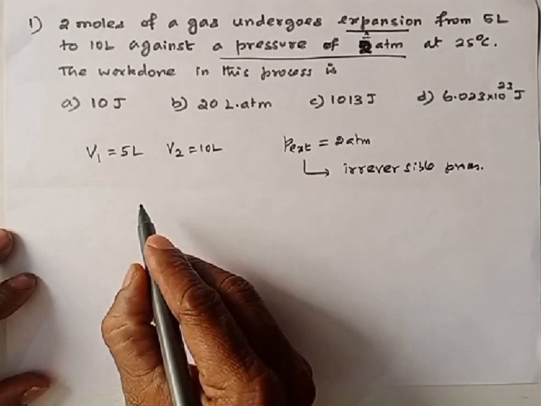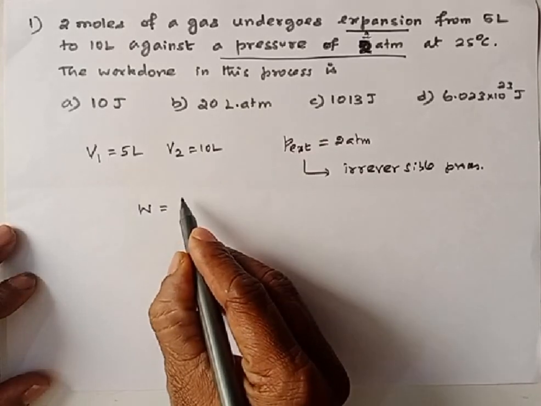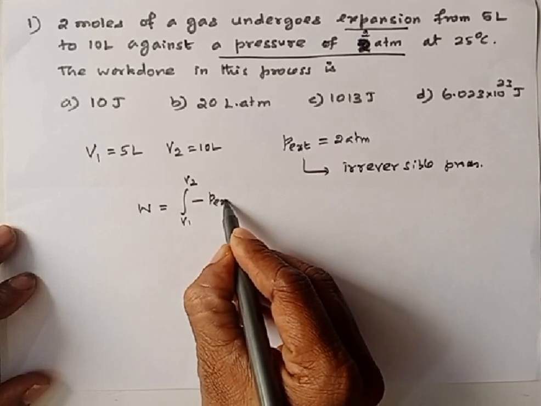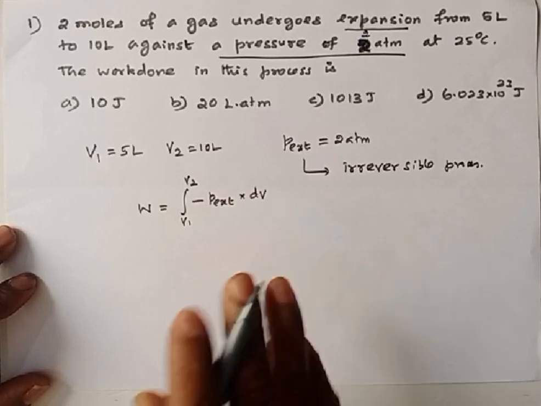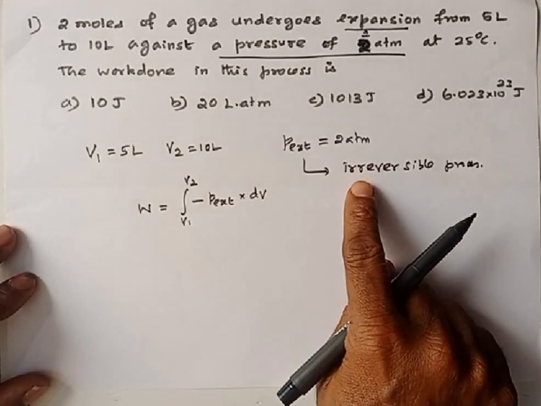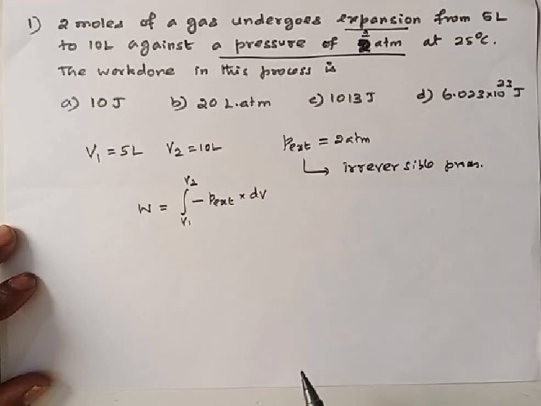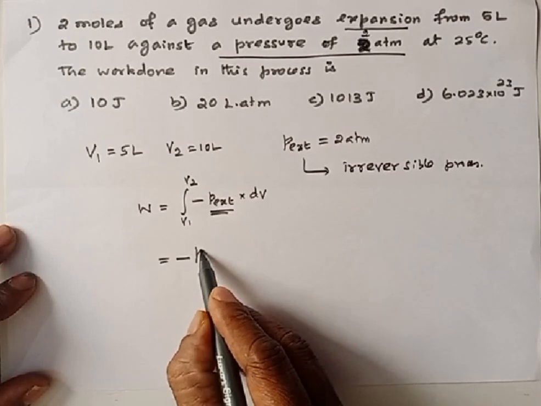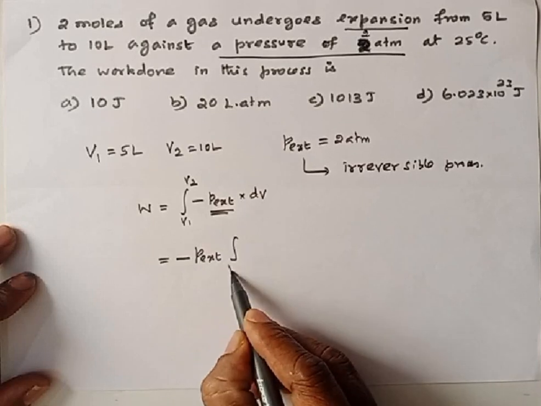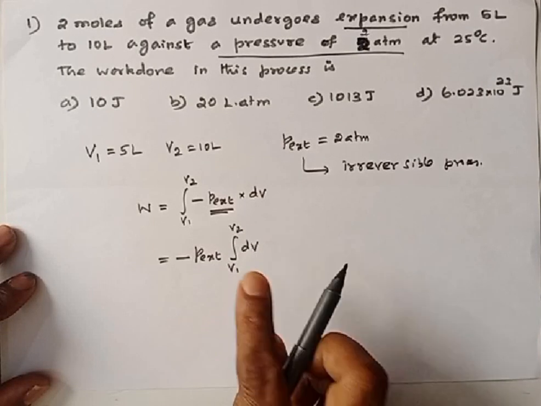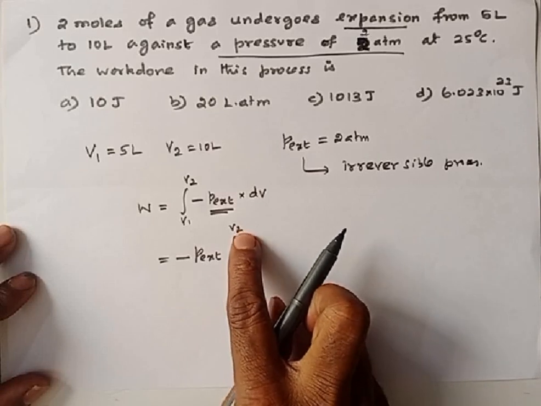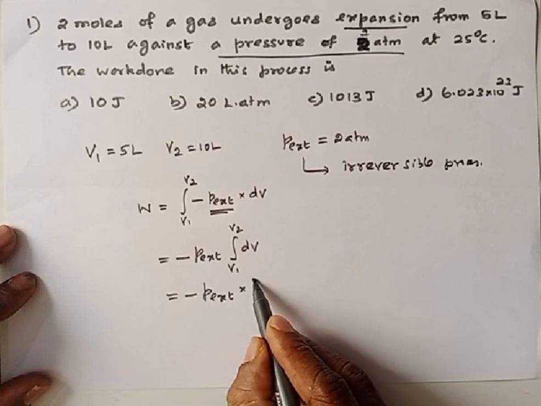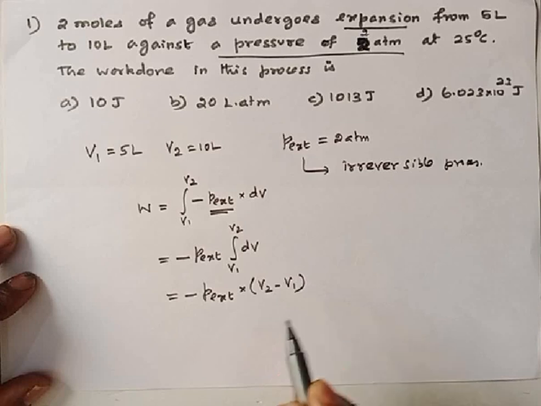For irreversible process, you know very well, the general work done formula is integral V1 to V2, pressure volume work done, minus external pressure into change in volume. This is the general formula. Now, in the case of irreversible process, since external pressure is constant, you can take it out. So minus external pressure integral V1 to V2 dV. Integral dV is V, upper limit is V2, lower limit is V1. Therefore, we can write external pressure into final volume V2 minus initial volume V1.